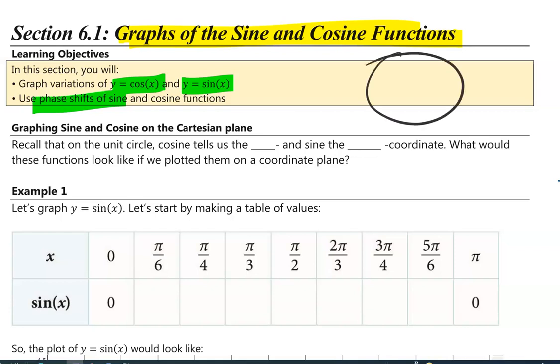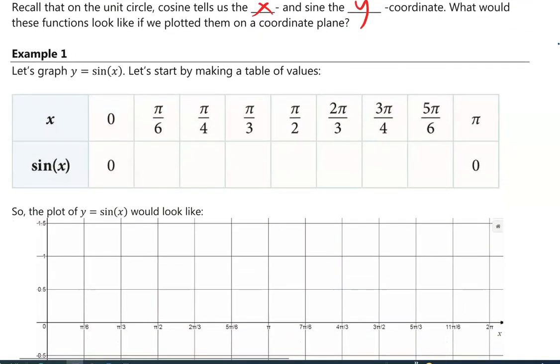On the unit circle, let's say we have this angle here. Cosine tells us the x and sine the y coordinate. So this point here, we have x, y. So this is the cosine, this is sine. What would these functions look like if we plotted them on a coordinate plane? So example number 1.